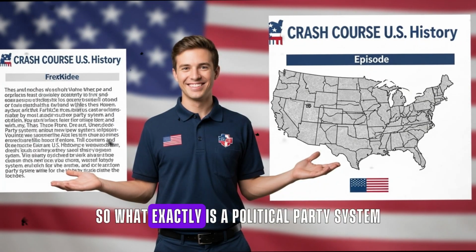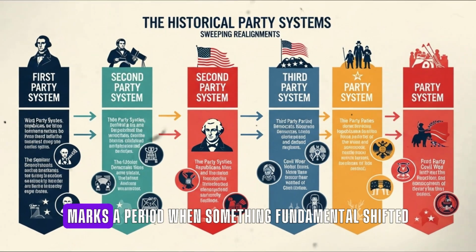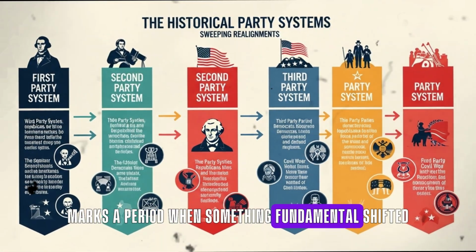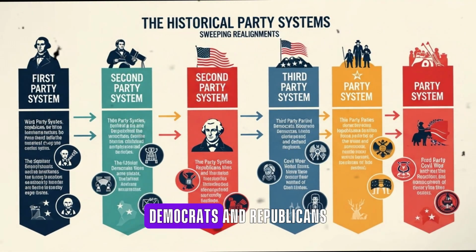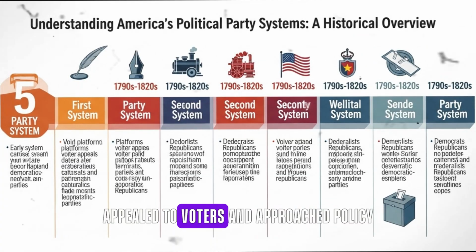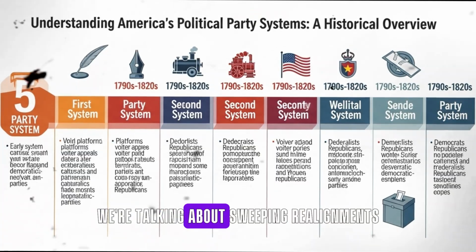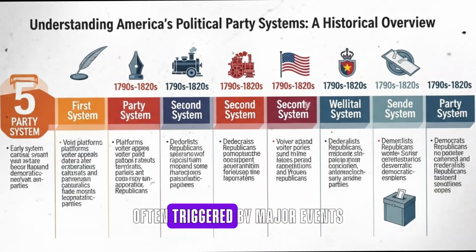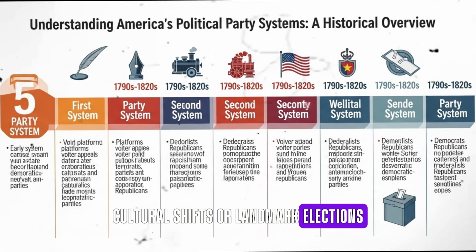So, what exactly is a political party system? Each of the seven party systems marks a period when something fundamental shifted in how America's two major political parties, Democrats and Republicans, developed their platforms, appealed to voters, and approached policy. These weren't minor changes either. We're talking about sweeping realignments, often triggered by major events, cultural shifts, or landmark elections.